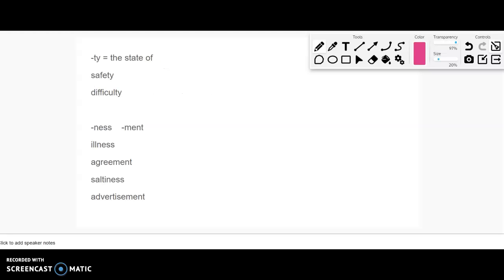Another suffix is -ty, which means the state of. So I'm taking the word safe, which is an adjective. It's describing how I am. I'm safe, or how something is, not in danger. Safety is the state of being safe. So I'm taking this adjective and I'm turning it into a noun.